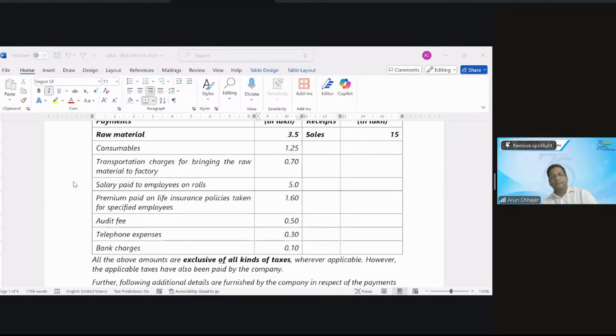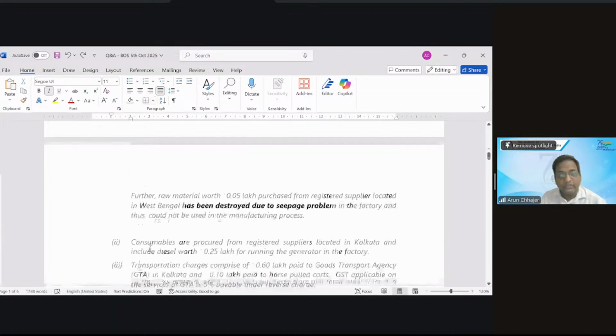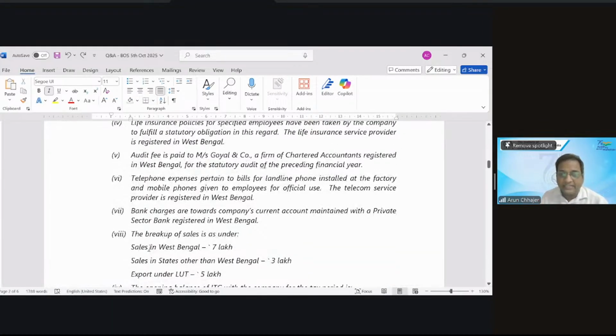Okay. So the bank charges is 10,000. Now what are the bank charges? The bank charges are toward the company's current account with a private sector bank in West Bengal. So there is no problem, right?